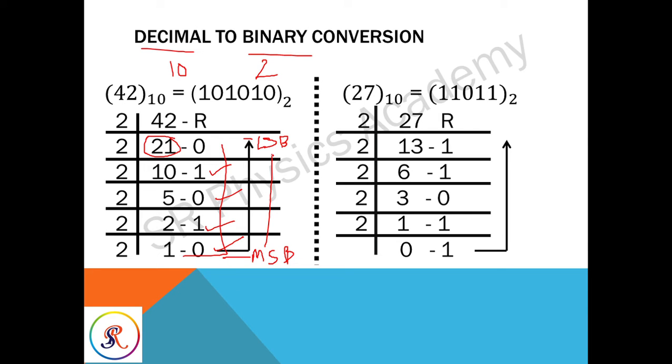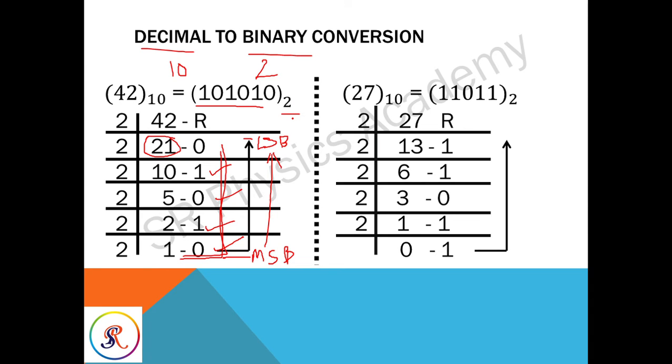Is it clear now? Once more I am explaining: when we are writing the binary numbers, we have to take from lower to up. What is the answer here? 1 0 1 0 1 0. The base of binary is 2. So the decimal 42 we converted into binary, and we got 101010 base 2.